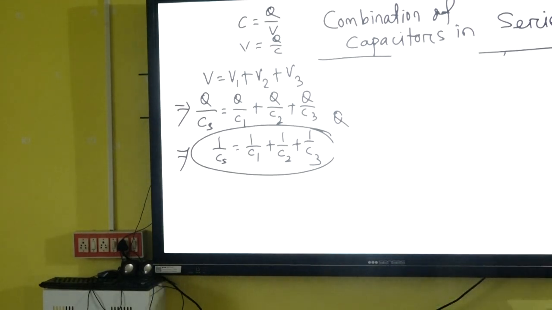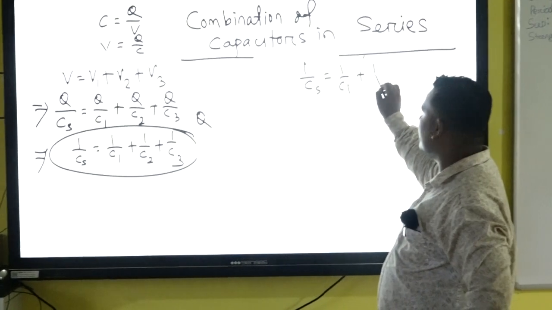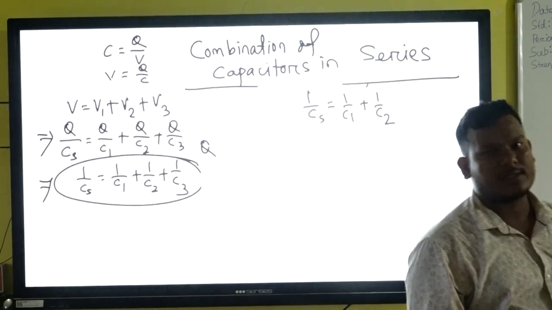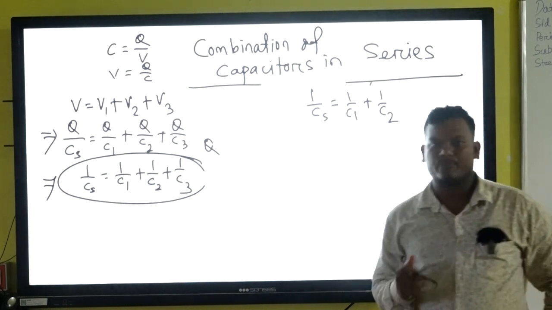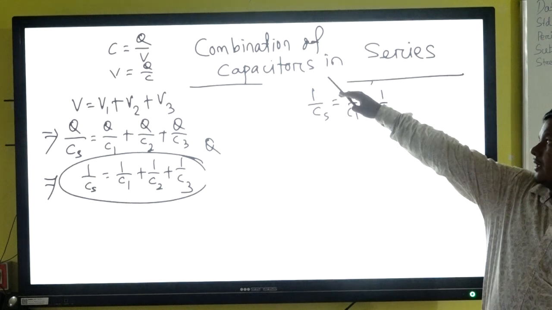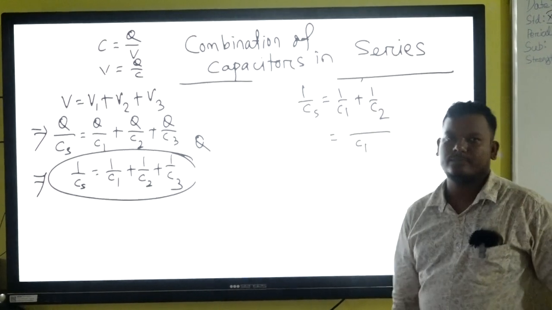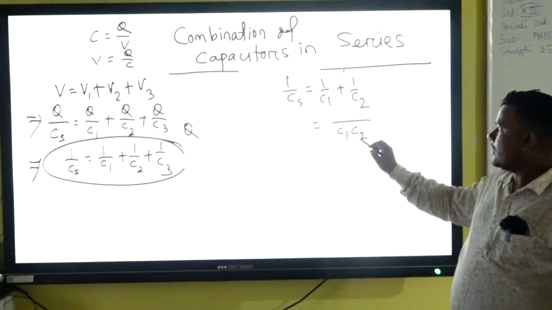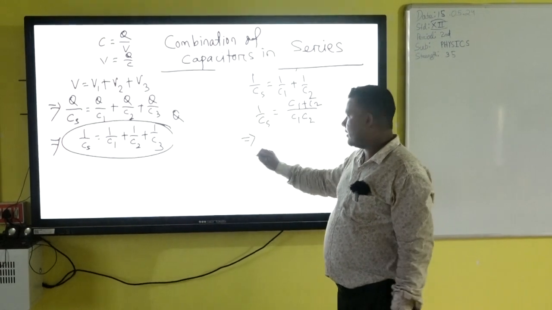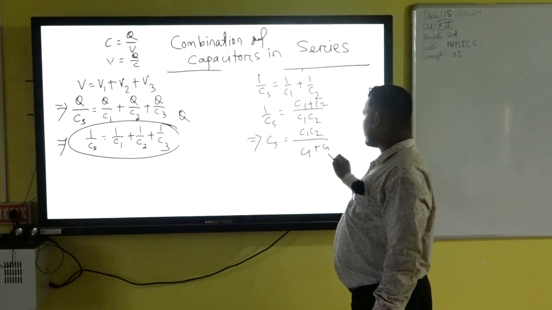Let we have 2 capacitors, then 1 by CS equal to 1 by C1 plus 1 by C2. So the reciprocal of the equivalent capacitance of this circuit is equal to the sum of the reciprocals of the individual capacitances. This is called the principle of capacitors in series. If I take the LCM of C1 and C2, here is C1 plus C2, so that is 1 by CS, and finally CS is C1 C2 divided by C1 plus C2.